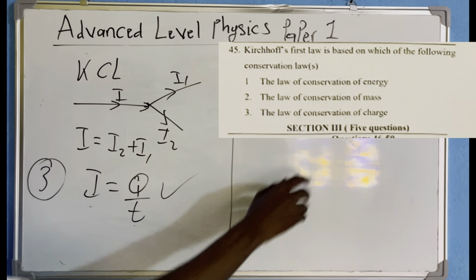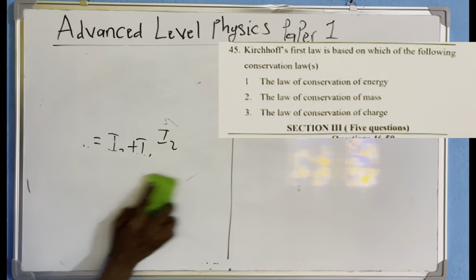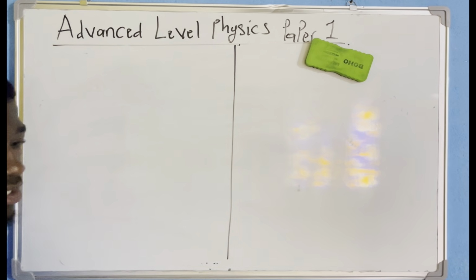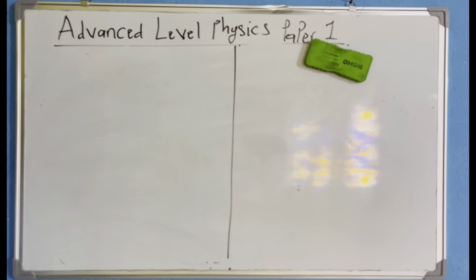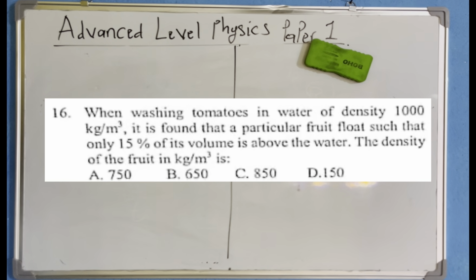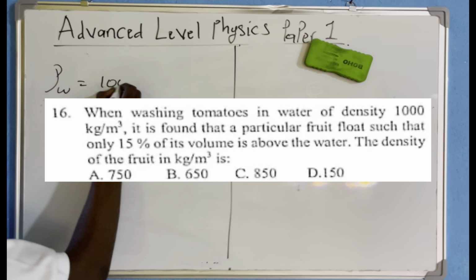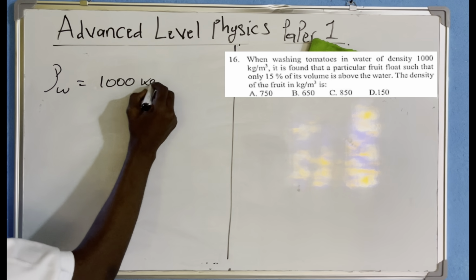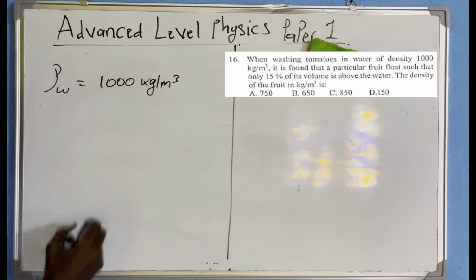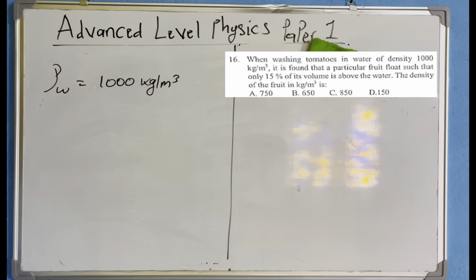Now let us move to the next challenging question, 16. When washing tomatoes in water, we are given the density of water to be 1000 kilogram per meter cube. It is found that a particular fruit floats such that only 15% of its volume is above the water. The density of the fruit in kilogram per meter cube is?